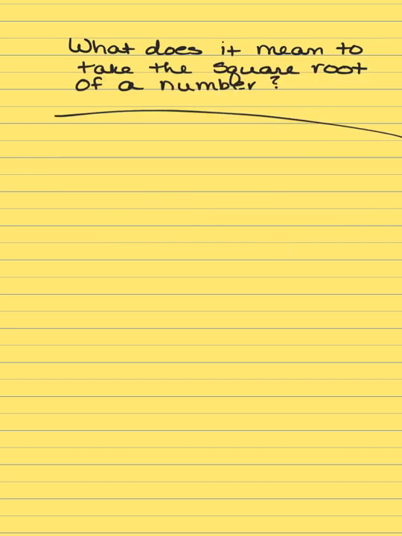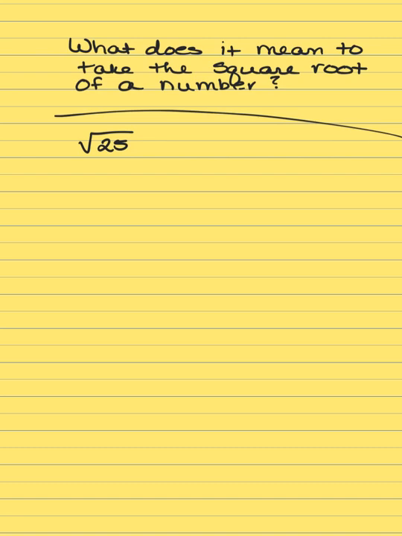The last topic I wanted to talk about in this video is what does it mean to square root a number? So let's take a look at an example here. What if we are asked to find the square root of 25? Taking the square root of a number and squaring a number are inverse operations. That means they accomplish the opposite of each other. Just like adding and subtracting are inverse operations. They accomplish the opposite of each other.